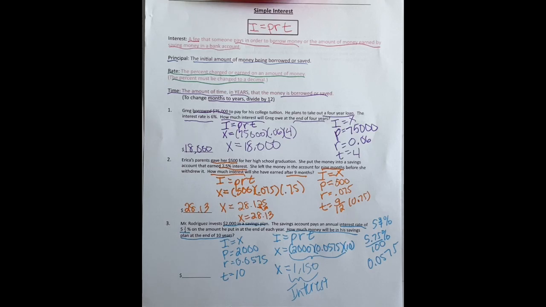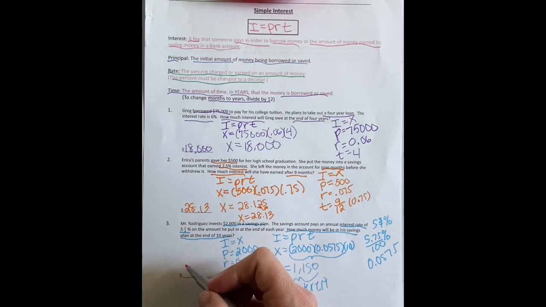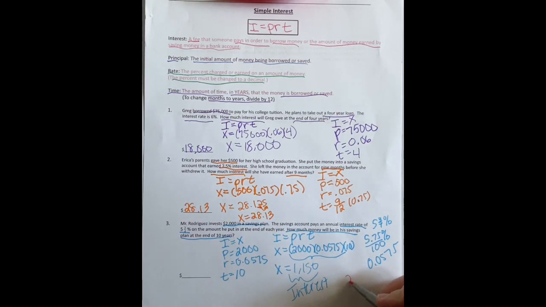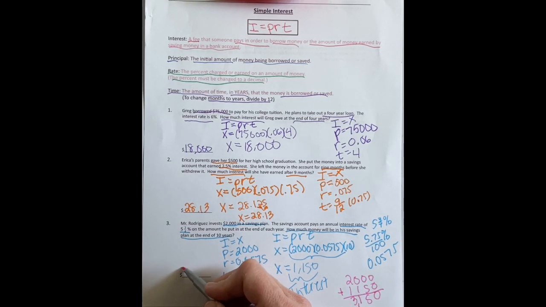We want to determine how much money will be in his savings plan. So what's in his savings plan is the $2,000 that he started with, plus the amount of interest he earned. So you have to add his starting amount with the interest to get $3,150. That would be the total amount in his account.